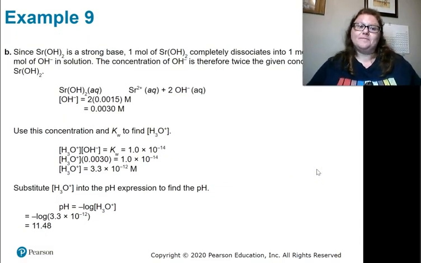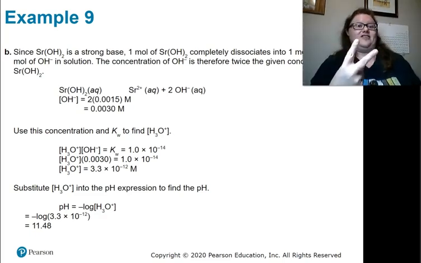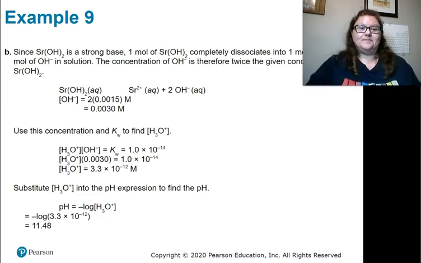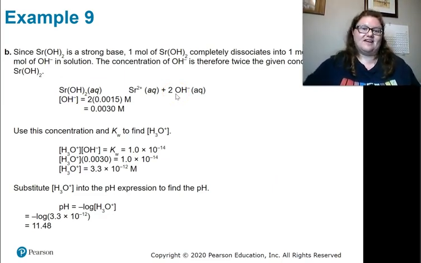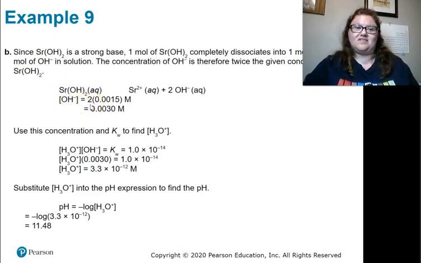All right, B, this one's a stronger base. We have strontium hydroxide. And so 1 mole of strontium hydroxide is going to break apart. Look, it's got 2 hydroxides. So every time 1 strontium hydroxide dissociates, we're getting 2 hydroxide ions. So that's very strong. But we have to remember that when we calculate down here, we have a coefficient for that hydroxide ion. So the concentration of hydroxide is actually 2 times the concentration that was given in this problem.